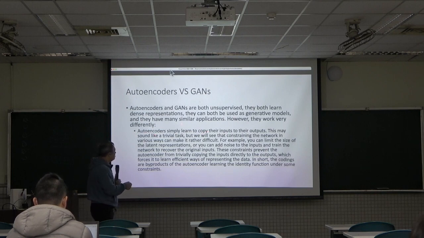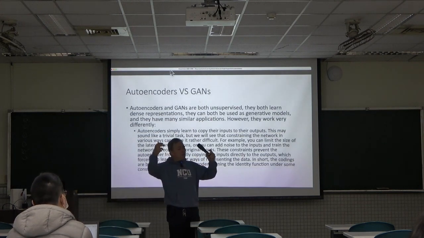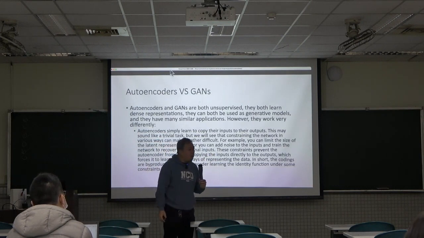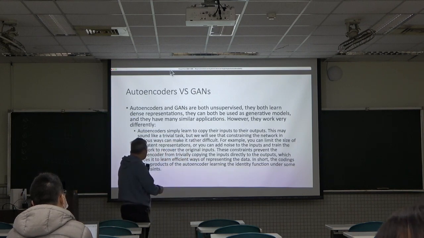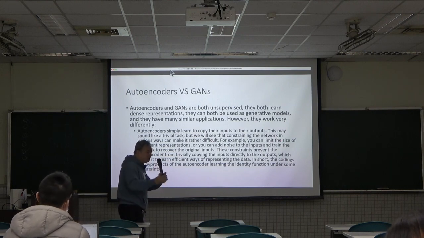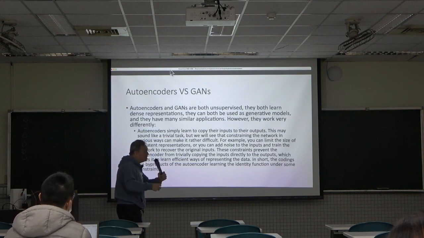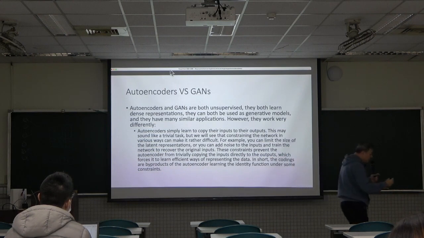Autoencoders simply learn to copy their input to the output. This is very interesting, right? You get the input and you copy the input to the output. So how can you learn something? This sounds like a trivial task, but we can constrain the network in various ways to make this copy process difficult. Because we make the copy process difficult, the model is able to learn the internal representation.